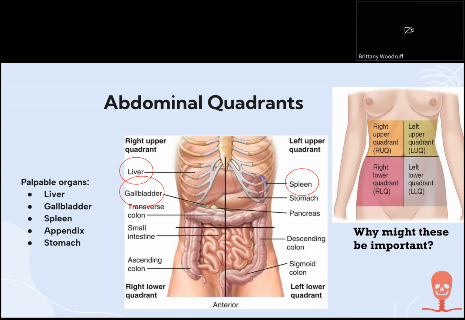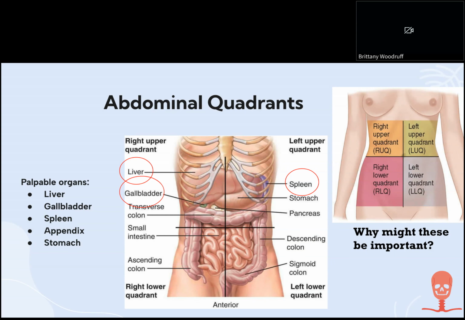Your appendix, for some reason, this diagram doesn't have it. Your appendix is just this little dangly thing at the bottom of your large intestine. It's about the size of your pinky finger. So if you have appendicitis, this is what's getting inflamed. So that is going to be found in your right lower quadrant. The way that they're abbreviated: side, upper, lower, and then just your Q for quadrant.